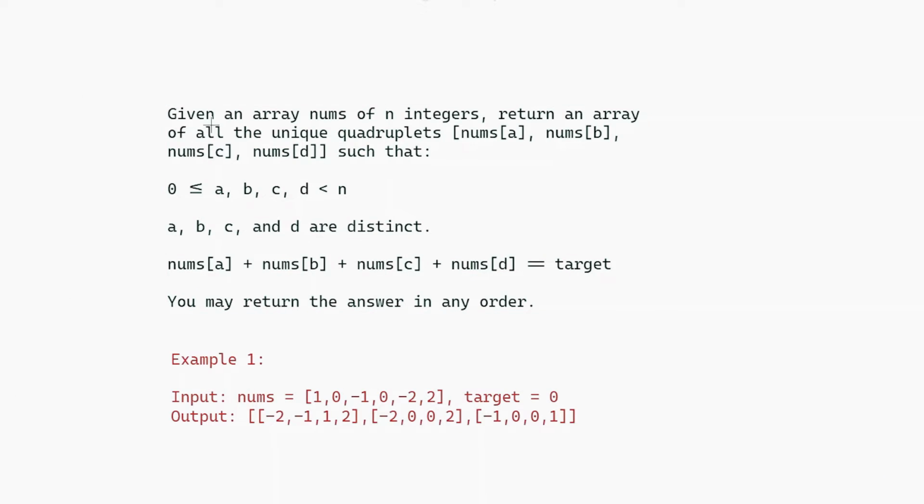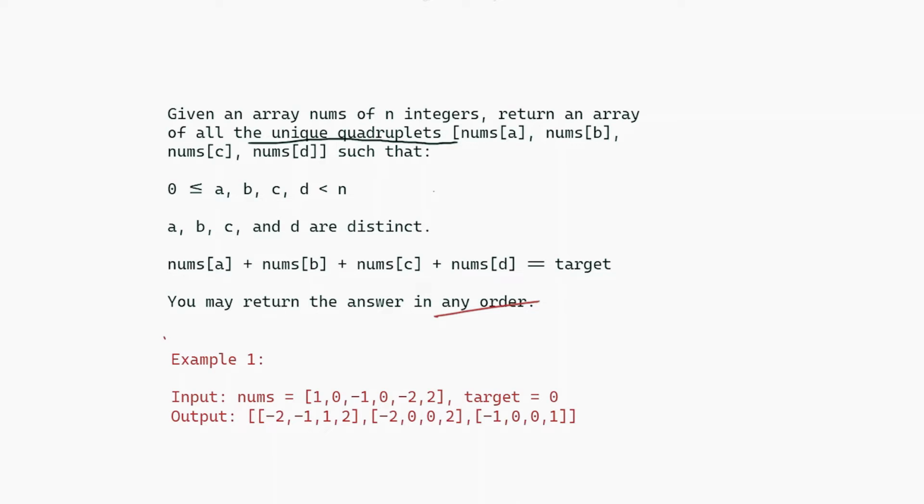Given an array nums of n integers, return an array of all unique quadruples nums[a], nums[b], nums[c], nums[d] such that 0 <= a, b, c, d < n, a, b, c and d are distinct, and nums[a] + nums[b] + nums[c] + nums[d] equals the target. You may return the answer in any order.